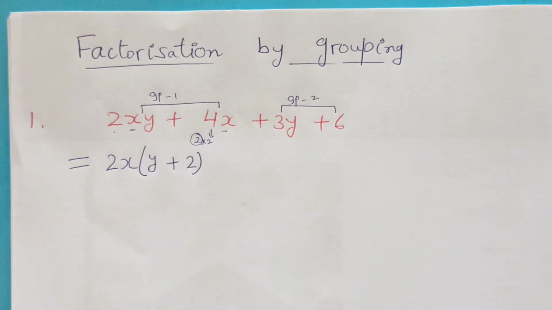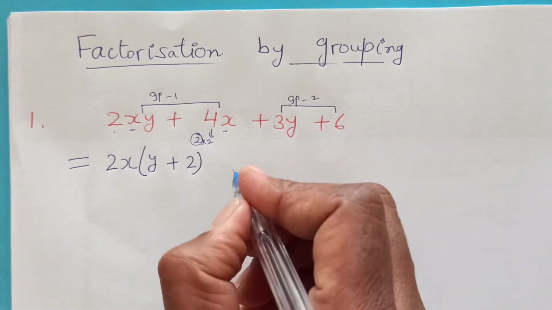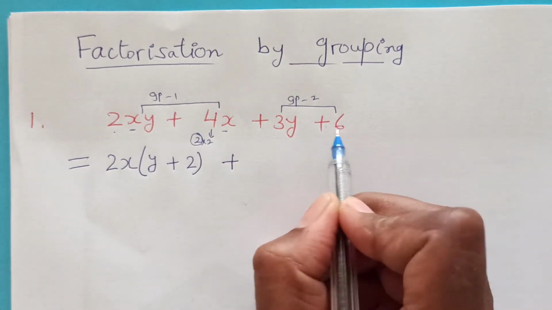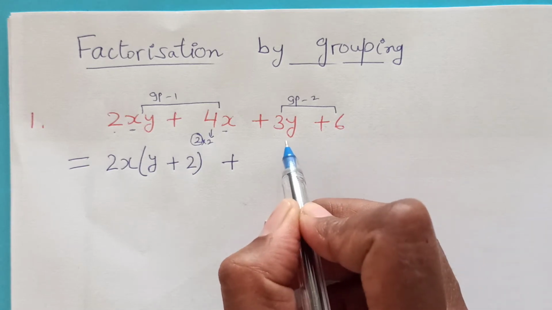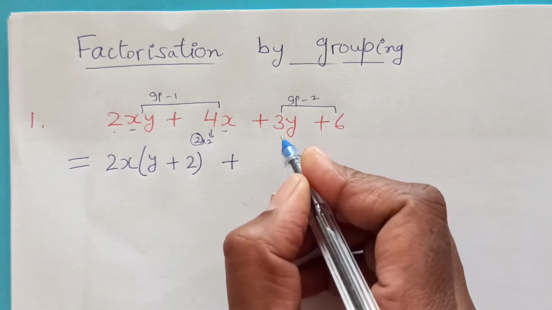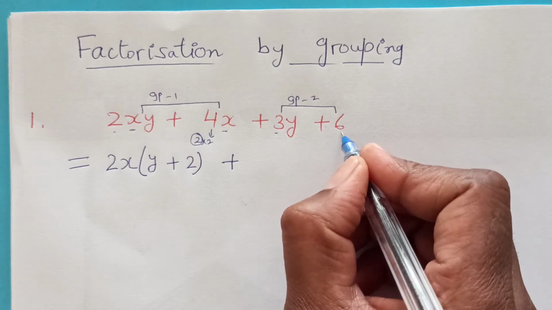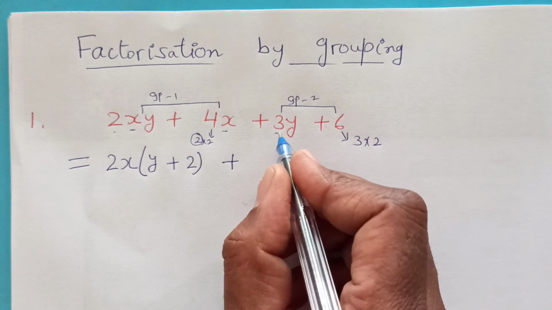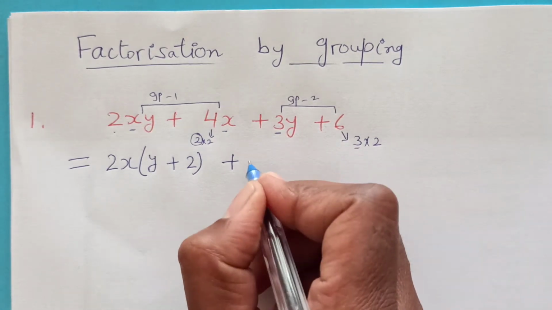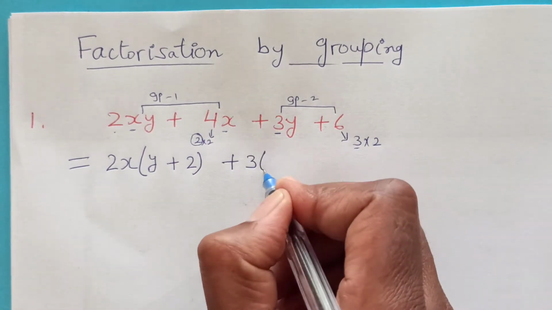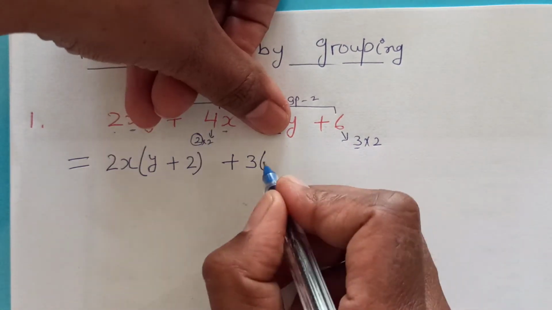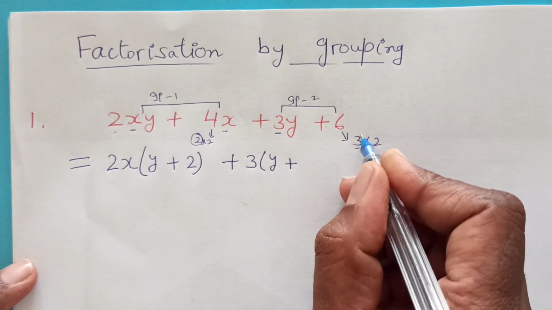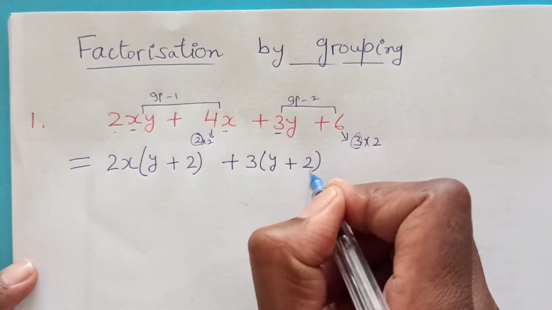So next group, we have a positive sign here, we will put positive. Now we see there is no variable here, so we will just look for the number. That is 3, and this 6 can be written as 3 times 2. So we are taking out 3. Inside the bracket this 3 is gone, so you are left with only y here, plus then this 3 is gone out, so you are left with 2.